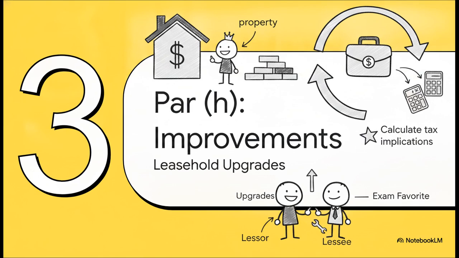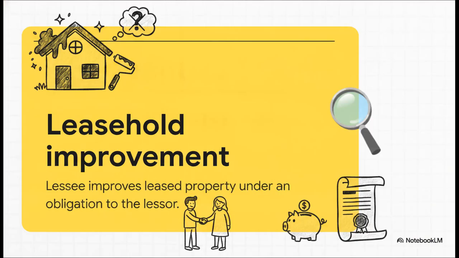Next up, paragraph H, leasehold improvements. We are pivoting back to physical property agreements now, specifically looking at what happens when a tenant upgrades the owner's property. Paragraph H is a massive exam favorite because it involves two distinct taxpayers, the lessor and the lessee. And you guessed it, you have to calculate the tax implications for both. But to actually trigger paragraph H, there must be a concrete contractual obligation binding the lessee to make these improvements.